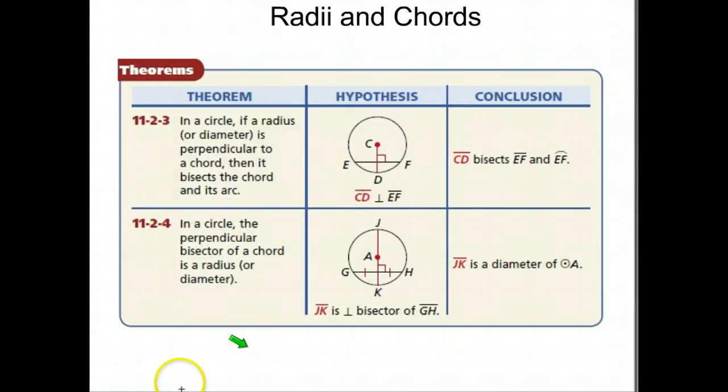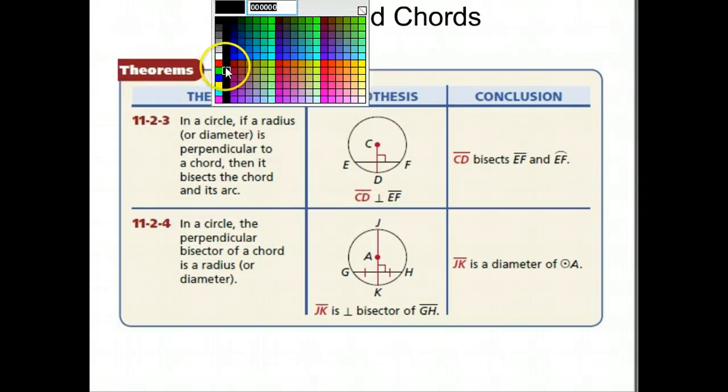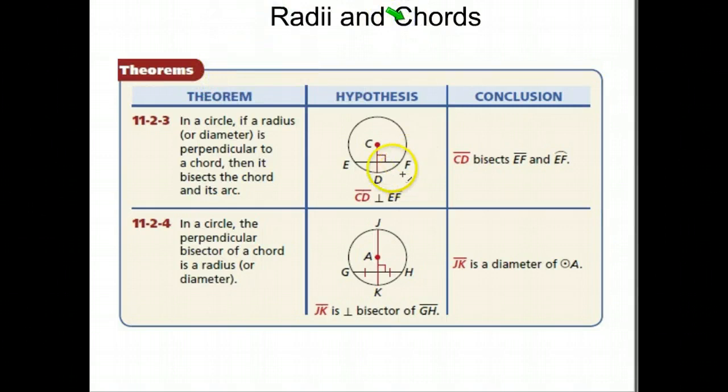All right, now let's talk about some properties that come up with radii and chords. Radii is just the plural form of radius, so it means when you're talking about more than one radius. And a chord, remember, is any line segment that goes from one point to another point on the circle. It has 2 points on the edge of the circle.